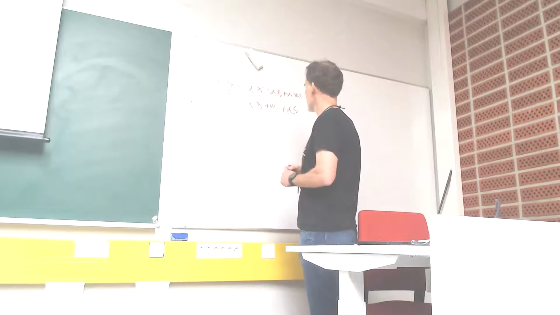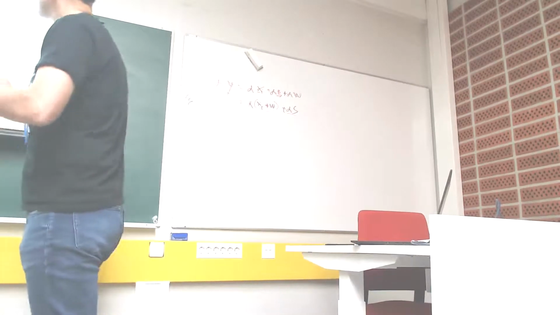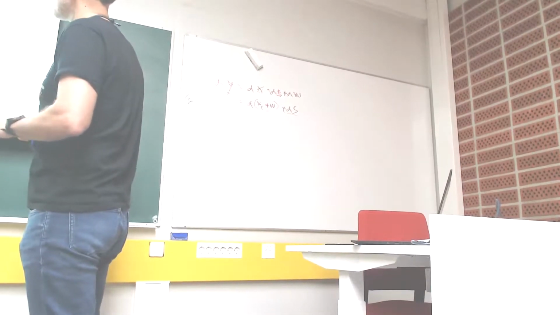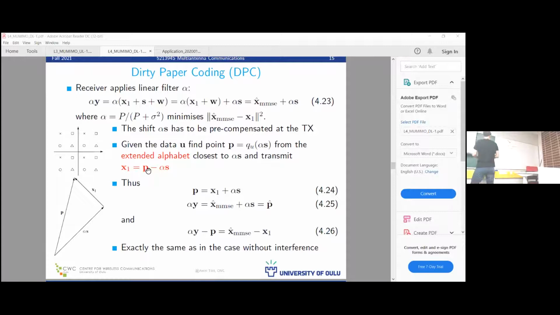Okay, so this is our equivalent model. We have this alpha S that we should pre-compensate or pre-subtract at the transmitter.